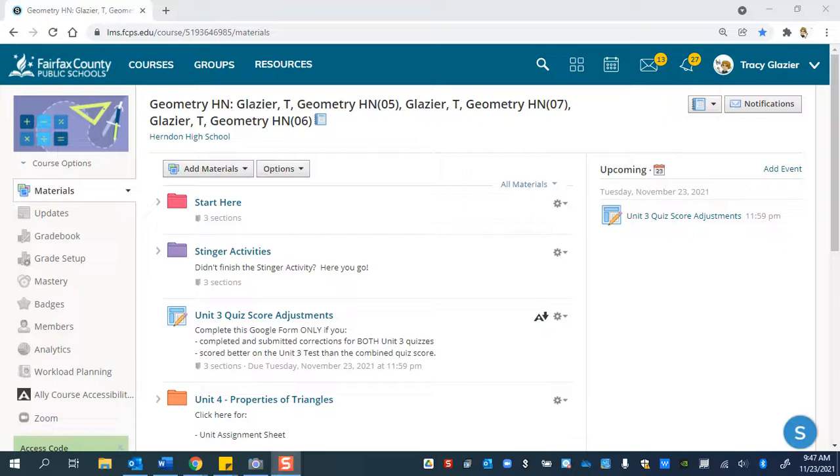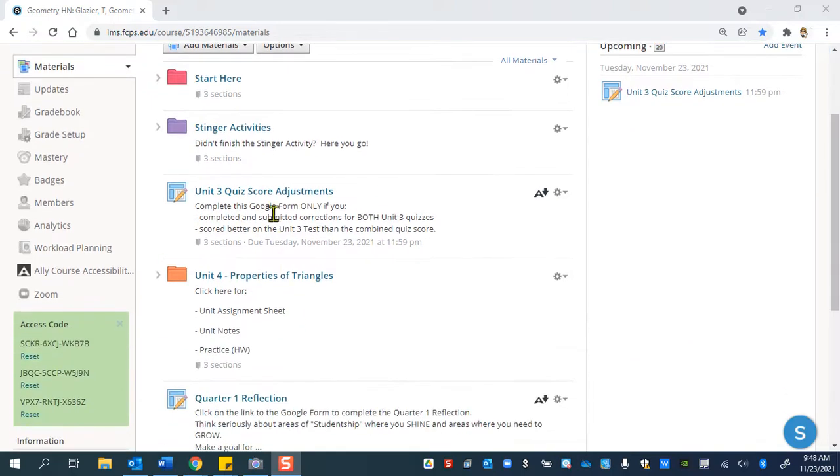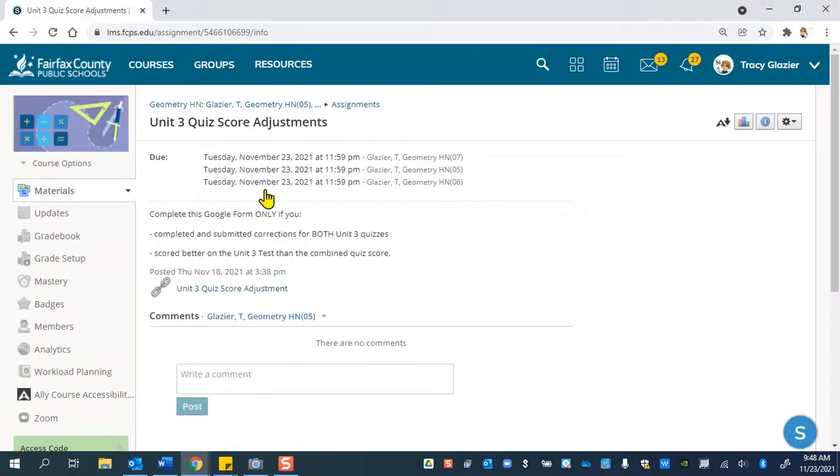All right. The priority today is to get you to understand about the quiz score adjustments that's available on Schoology. So if you go on to Schoology, you'll see this quiz score adjustment assignment. It says complete this Google form only if you completed and submitted corrections for both Unit 3 quizzes and scored better on the test than the combined quiz score.